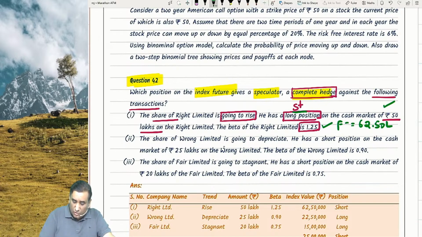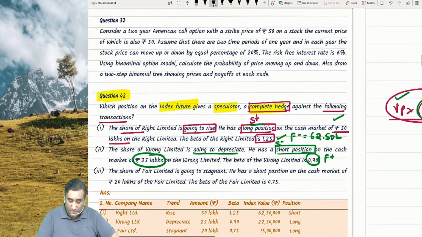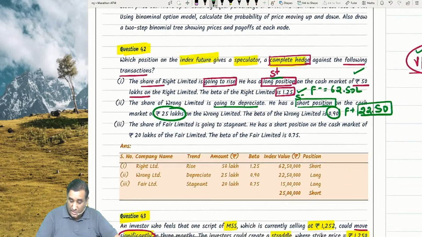Then he says, share of Wright Limited is going to depreciate, and has a short position. He has a short, that means S minus. He'll do F plus, again beta times only. Sir, again beta times, how will it come by F plus? Because if your value of portfolio is minus, minus will become plus automatically. It's 0.9 into 25. How much do we get? 22.5.